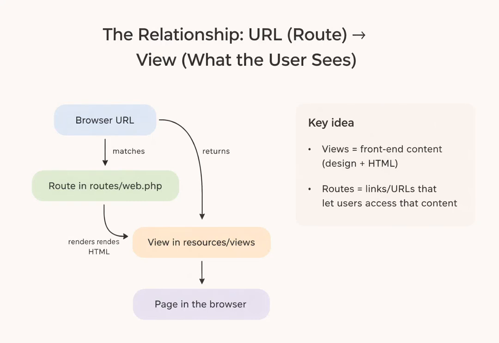A good mental model is a pipeline. The user types or clicks a browser URL. Laravel matches that URL to a route defined in routes/web.php. That route returns a view from resources/views, and the view renders into HTML that the browser displays. So views are the front-end content, and routes are the links that provide access to that content.